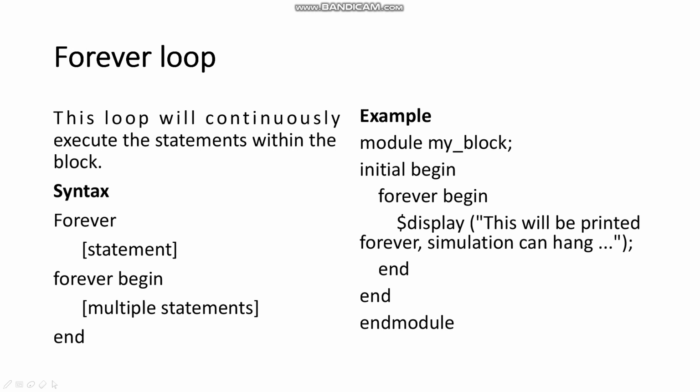So initial begin. What is the use of the initial keyword? Because here I have multiple lines for execution. After the module you have to write initial begin. Then forever begin. Why am I writing begin again after forever? Because I have multiple statements to execute under the forever block.